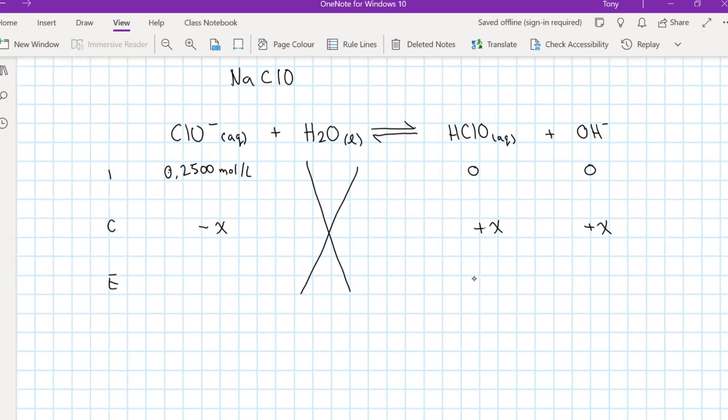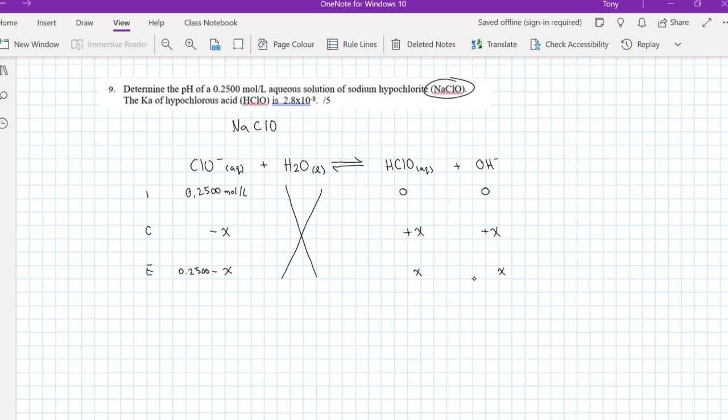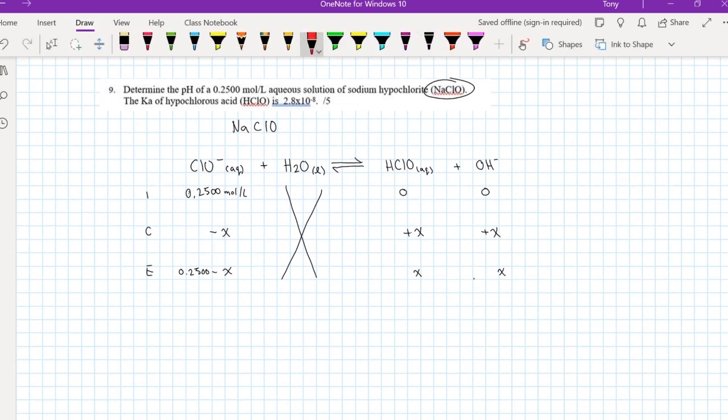And so at equilibrium, we're going to have 0.2500 minus X ClO- ions. We're going to have X HClO, and we're going to have X OH-. I want you to note that if hydroxide is produced on the right side of an equilibrium, that is an indication that you should be using a Kb, a base dissociation constant, not a Ka. And in the question, we're given the Ka of hypochlorous acid, which is this value right here.